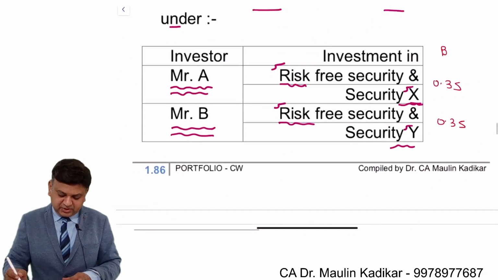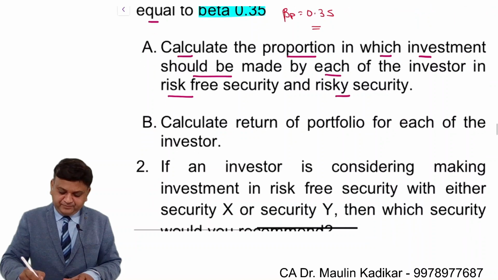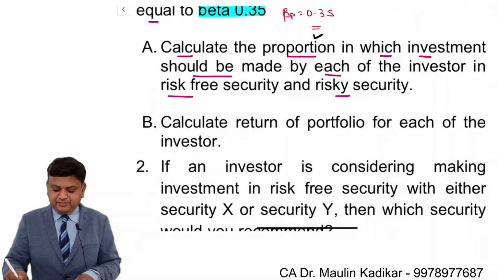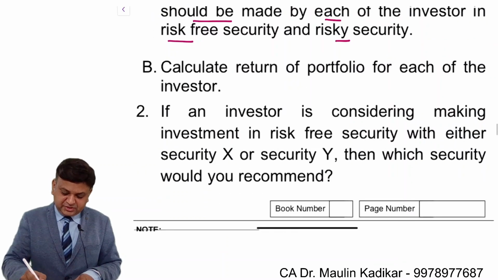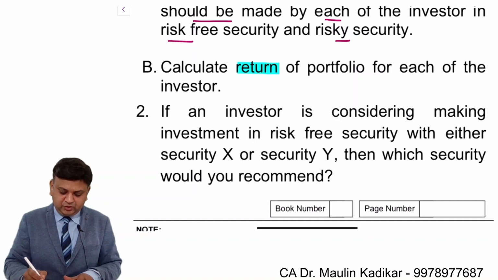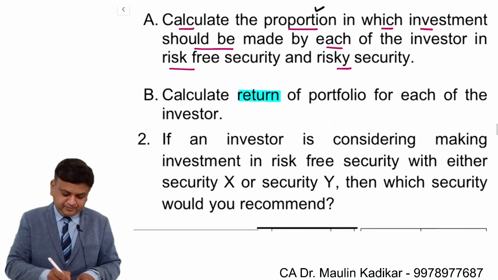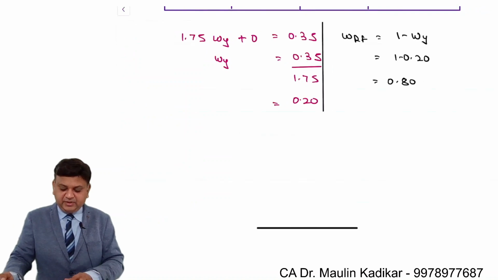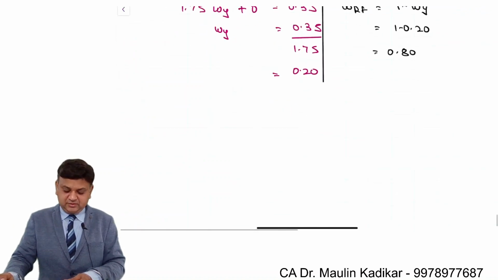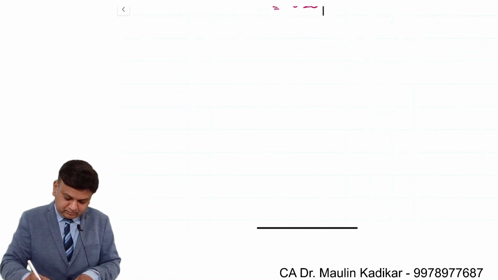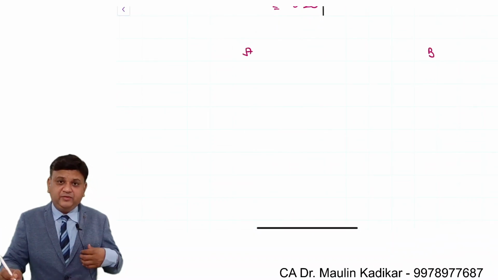The question says further, calculation, that is calculate the proportion in which investment should be made. B part of the question says to calculate return of the portfolio for each of the investors. Now the question says, what will be the return to each investor? That is the question. So we understand that it is A and B. There are two investors.